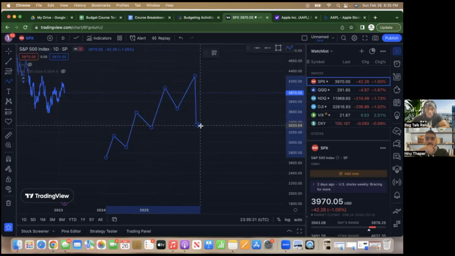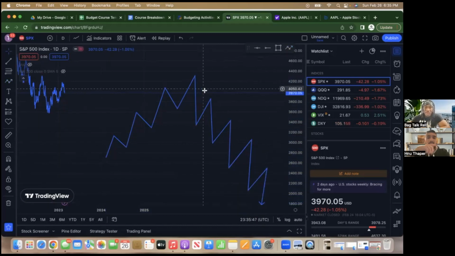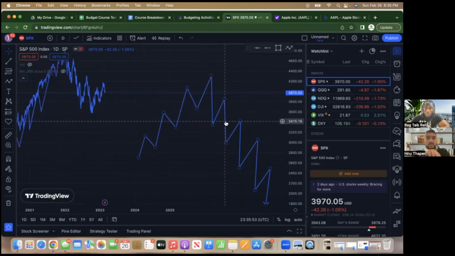Once you make a lower low, nothing moves in a straight line. You've got to make a lower high than the last high. Then you make a lower low than the last low. Then you make a lower high than the last high, a lower low than the last low. Lower high, lower low, lower high, lower low. That's what the downtrend consists of. And now, bro, do the same thing. Just go to the left and zoom out for me.